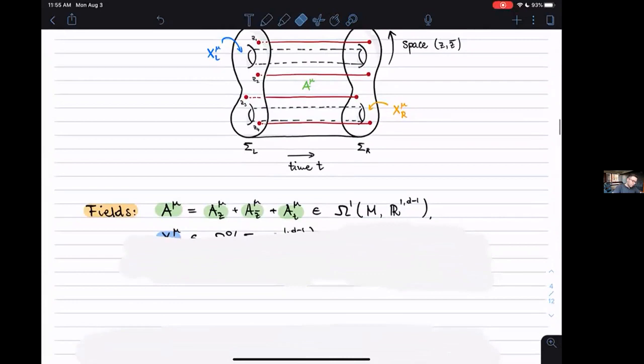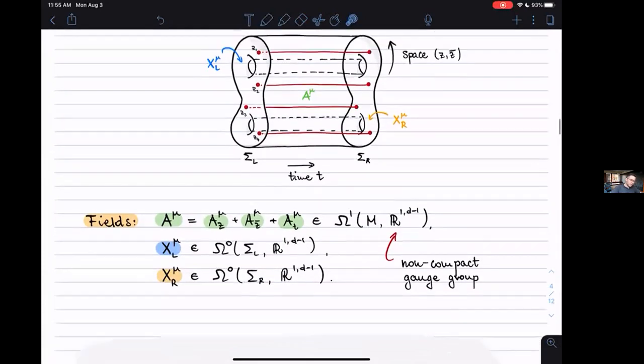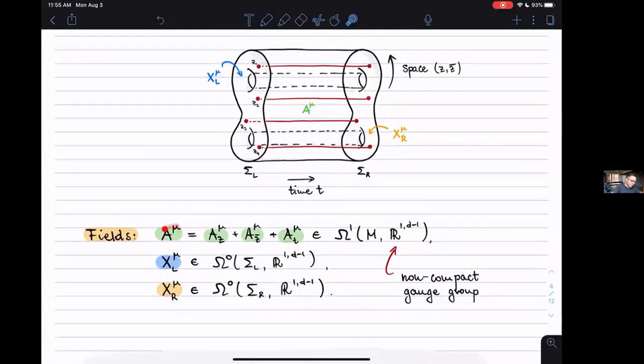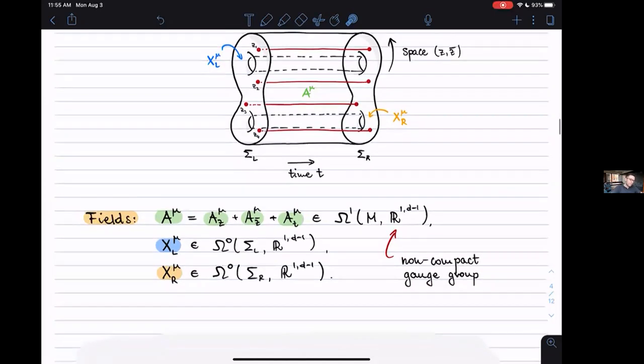Okay. So first of all, let me discuss all the fields that are in the game. We have the Chern-Simons field A, which is a one-form living on the three-manifold, whose gauge group will be the target space. In this case, I will just take it as a d-dimensional Minkowski space. Let me notice straight away that that's, of course, a non-compact gauge group, so that will have some bearing on what you might expect from your Chern-Simons theory.